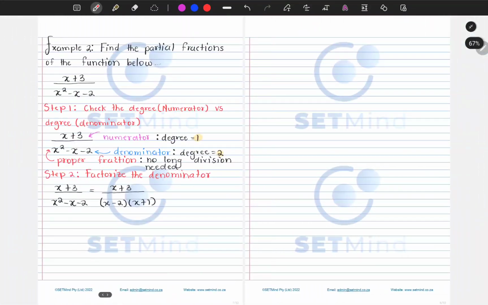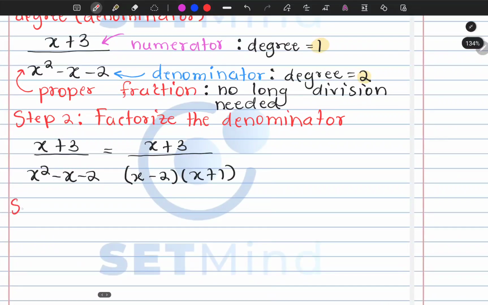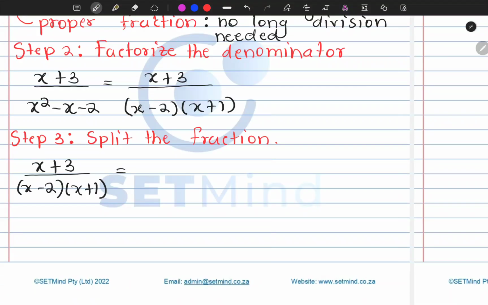So now let's go to step number 3, where we need to split our fraction. If you look at our fraction, on the denominator we have two linear factors, x minus 2 and x plus 1. So what I'm going to do is have a constant, which is 1 degree less than 1, divided by x minus 2, plus b divided by x plus 1. Now the question is obviously what is a and also what is b.